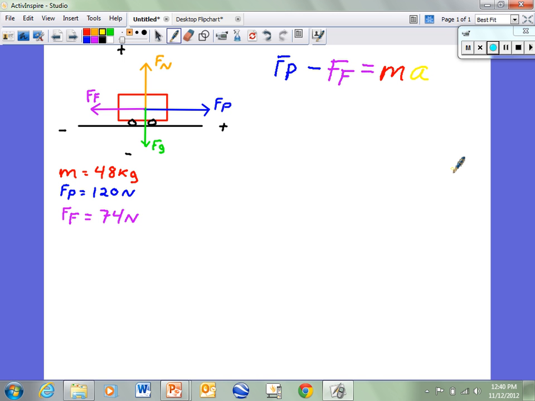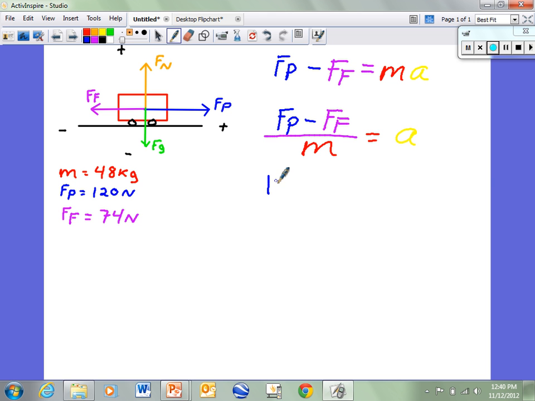So now to find a, we have to divide by the mass. So I still have force of pull on my left side minus force of friction, and I'm going to divide mass over, leaving me with acceleration. From here I can plug in my numbers.